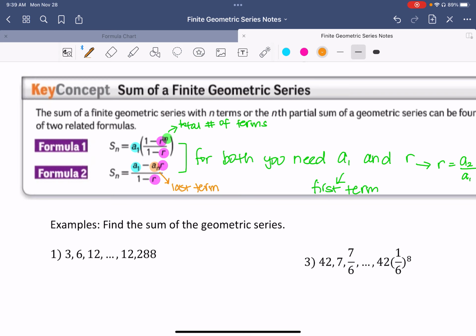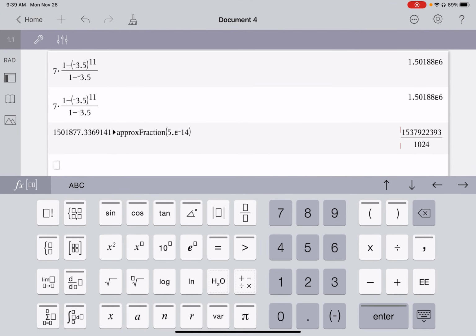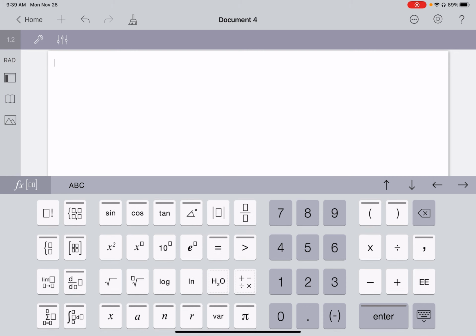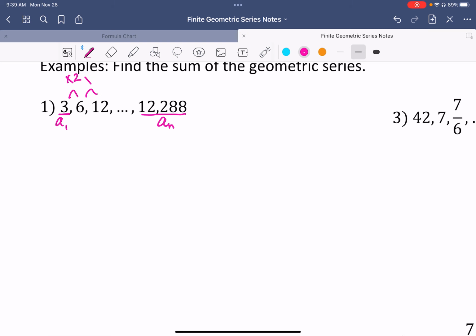So let's do some examples. We're going to find the sum of the geometric series. There are some things I can label already. The first term, which is 3. The last term is a sub n. And we can also figure out the common ratio. So if you go to your calculator, it was 6 divided by 3. So you do the second number divided by the first number, and then you keep going in that order. So the third number divided by the second number, and you see that they're being multiplied by 2. So it's always times 2, times 2. So this is the common ratio.